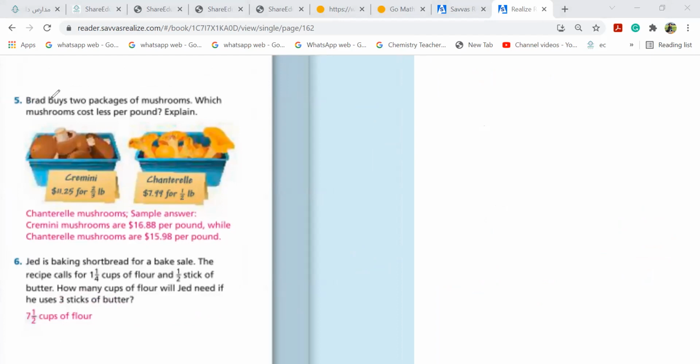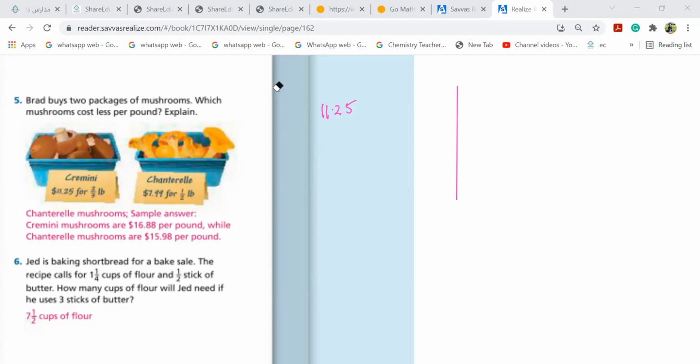Okay. Brad buys 2 packages of mushroom. I think Dean cannot see because I'm sitting in front of it. Brad buys 2 packages of mushroom. Which mushroom costs less per pound? So you will check both. There are 2 types of mushroom. One is $11.25. What are we going to write? Not dollars, pounds.